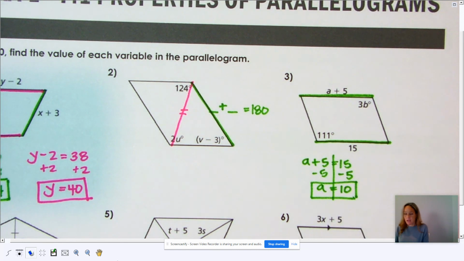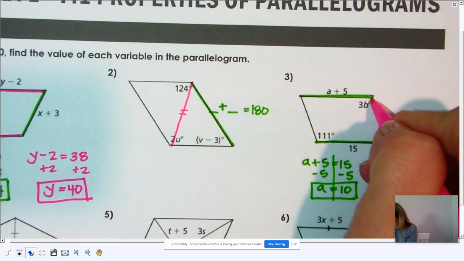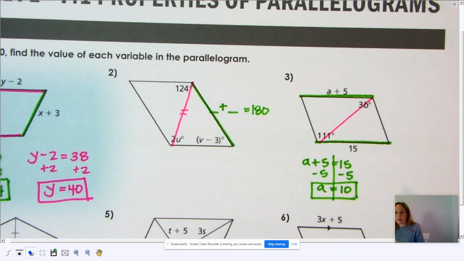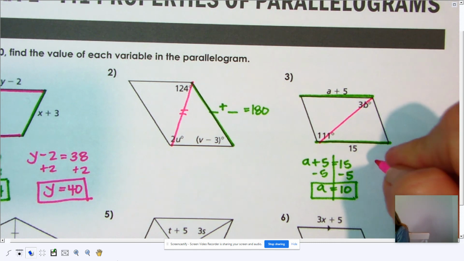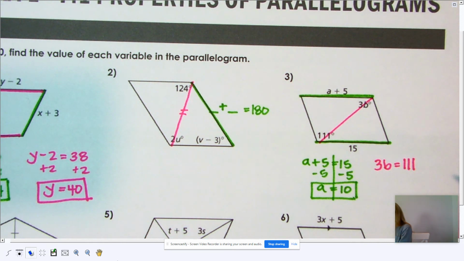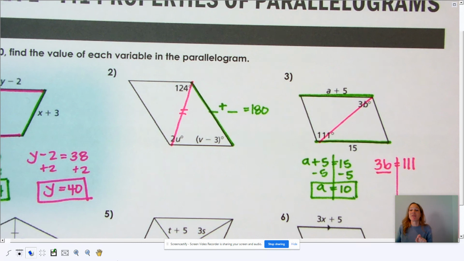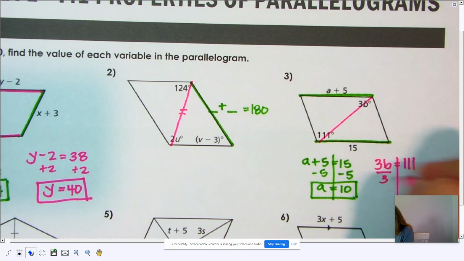Okie dokie. And then I'm going to do B. Well, B is an angle. So I'm going to go to the other corner, and yep, I went all the way across. So that tells me that they are opposite angles, in which case I know that they're congruent, so I can put that they're equal to each other. So I have 3B is equal to 111. Sorry, I want to get B, so I'm going to divide by 3 on both sides. Sorry, I misspoke. Divide by the 3.